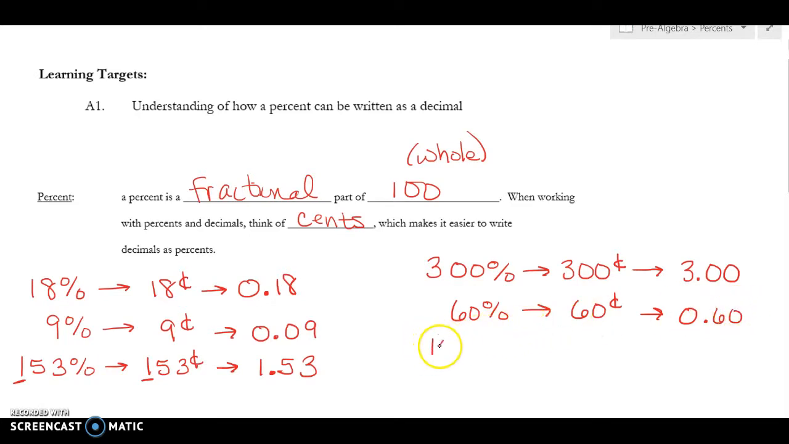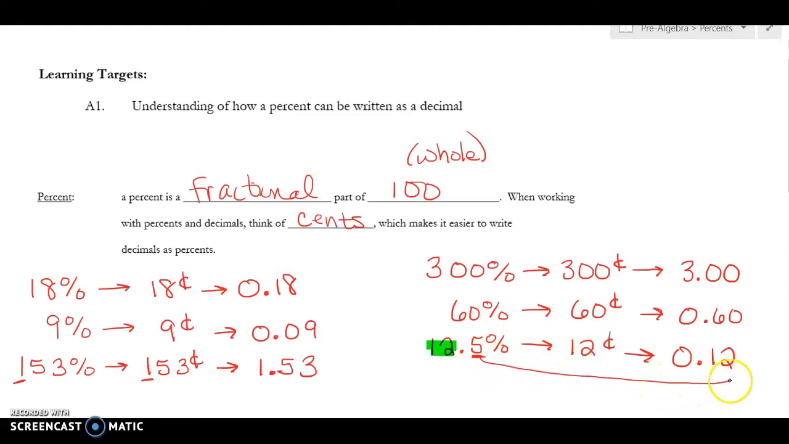Now sometimes it's going to be tricky because you're going to have 12.5%. Well, I'm just going to focus on the main part, my 12%. 12% is written as 12 cents. So that's 0.12. The issue is this 5. So all you do is you bring it over, and so it's 0.125. So it's 12% with the 5 there, with half the percent.